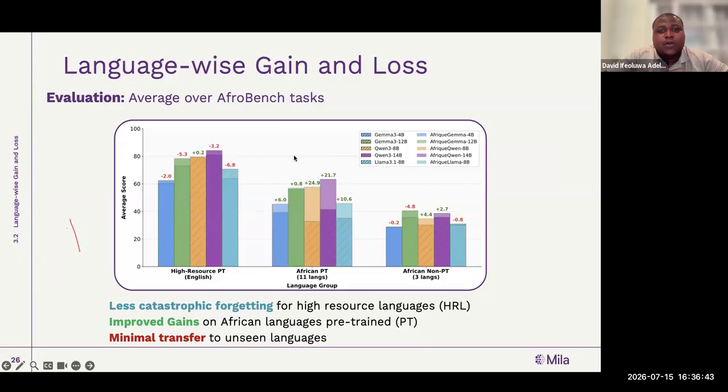So in terms of language-wise gain and loss, for languages that are pre-trained, if they are high-resource languages, you might have some negative interference. So for example, performance of English and French will probably degrade a bit for some models. For the African languages we have pre-trained on, the performance always improves. While for the African languages we have not pre-trained on, the result is mixed. Sometimes it transfers, sometimes it doesn't transfer very much, depending on the model.